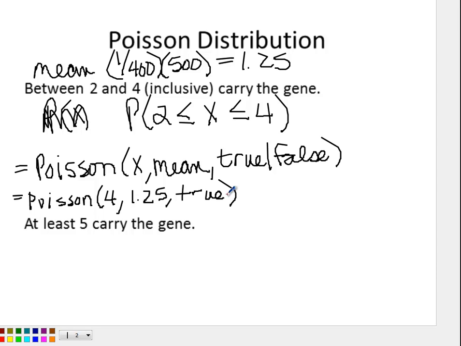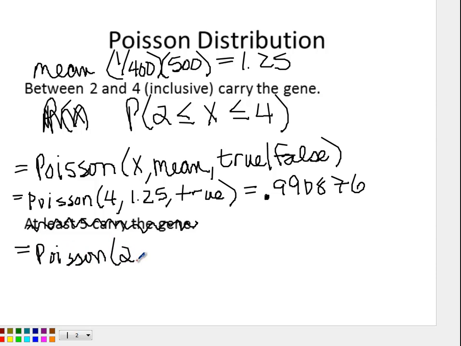Okay, so you're going to get a number, and we write this number down. Not a big number, a long number. So this is what I got for 4. And then I'm going to do it again for 2. I don't have enough room. Let me erase this part right here. So when we do it for 2, I also want that to be cumulative.